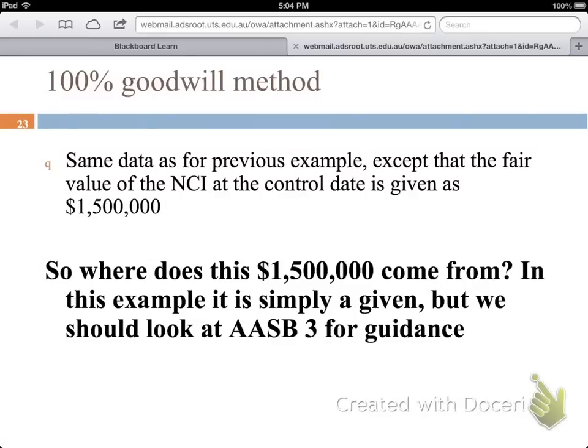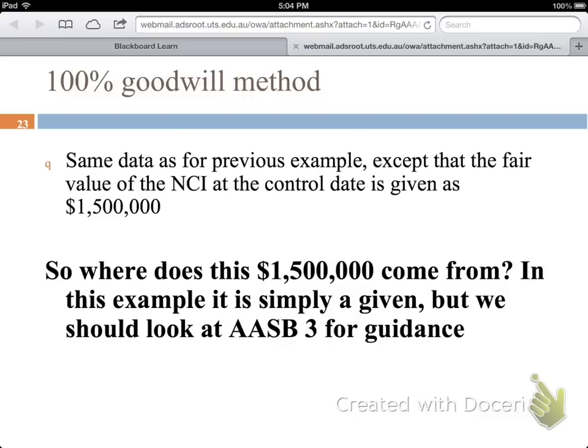So I'm going to do the second example with you, which is the full goodwill method. We're going to assume the same data from the previous example with Corio and Yara, except that this time you're asked to use the fair value method. And if you're asked to use the fair value method, the fair value of the NCI will be given to you. Okay, which means you won't be asked to calculate the fair value of the NCI.